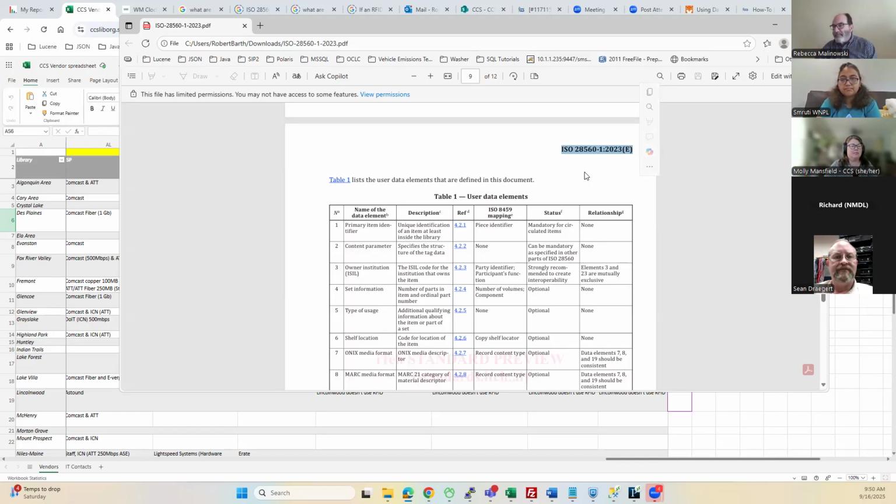CCS should say, hey, this is great. Library X, you're bringing on RFID. All the other libraries here that already have RFID read this standard. Please take that standard, and where the customizations are, you can customize to your heart's content.